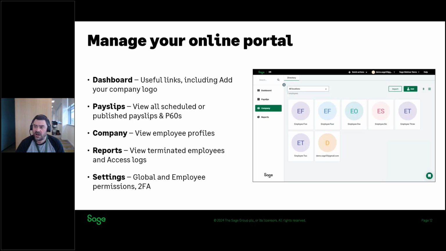So that was a quick tour. Navigation is done on the left-hand side. So we've got the dashboard, we've got the pay slips view for admin users. We've got the company directory. It's where all your employee records are stored. A couple of reports, and we've looked there at some of the settings, so global and employee permissions and two-factor authentication.